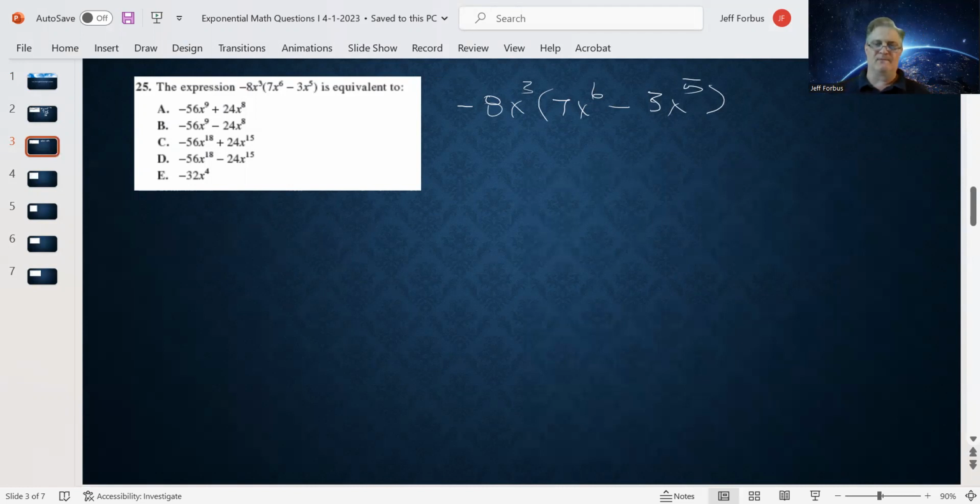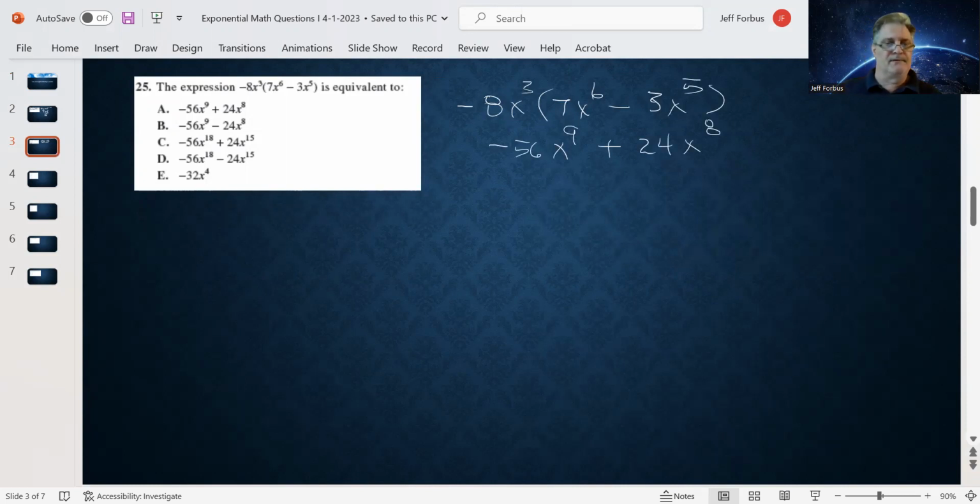So negative 8 times 7 is going to be a negative 56. And then your x cubed times your x to the 6th becomes x to the 9th. Remember, we're multiplying, so we add the exponents. Now, negative 8 times negative 3, a negative times a negative is a positive, so that's going to be 24x to the 8th.